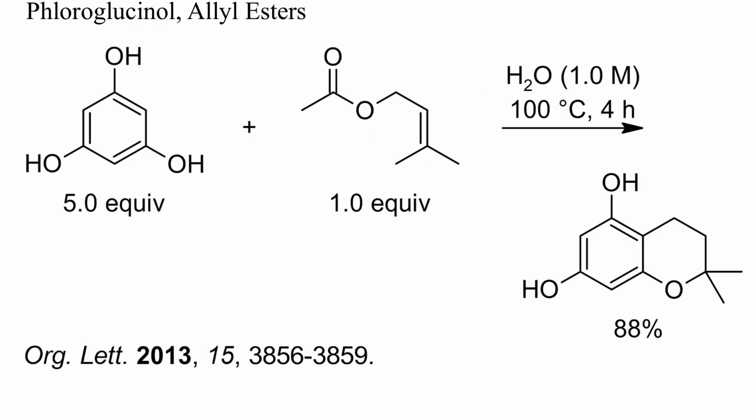Fluoroglucinol is a strong nucleophile and often reacts more like a cyclohexanone than a phenol. Treatment with prenyl acetate in boiling water led to alkylation at both the arene and oxygen.